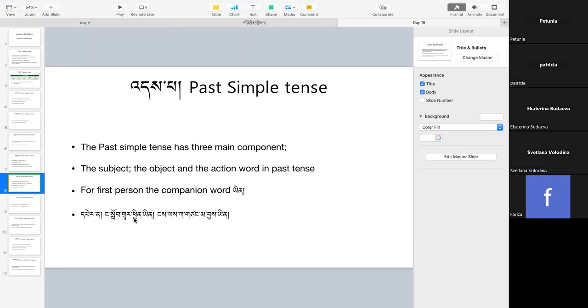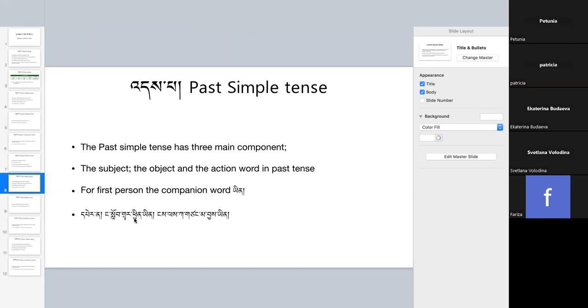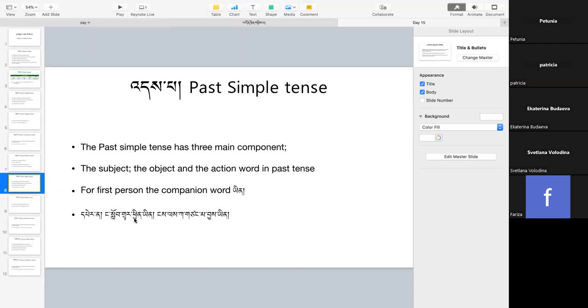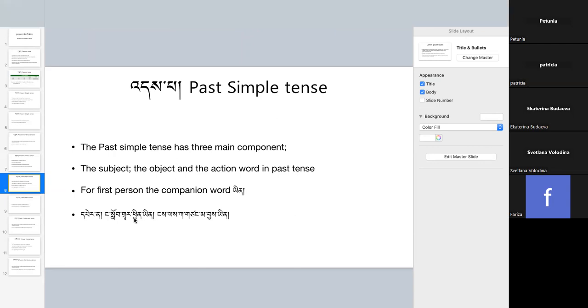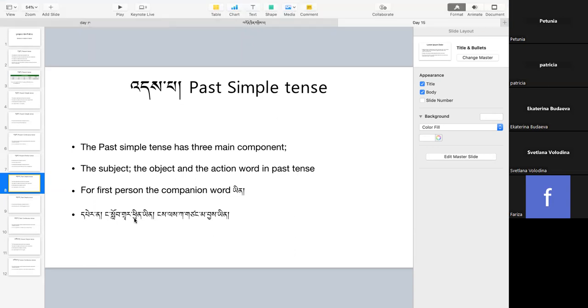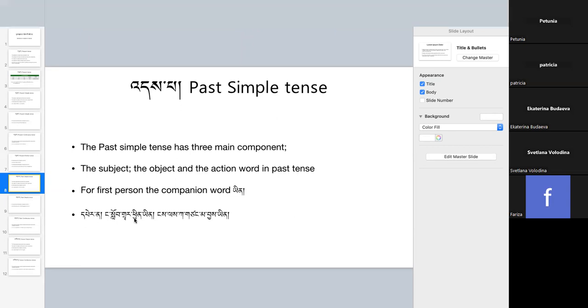And then the imperative would be song. So we see that in the case of the past simple tense, we have the verb. Nga lobtar chin. I went to school. Nge leka tsangma chain. I did a clean work.